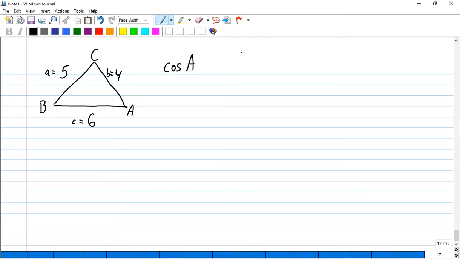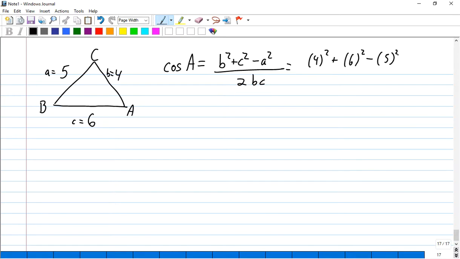The cosine of angle A is going to be equal to b squared plus c squared minus a squared divided by 2bc. I need to plug those numbers in. Good thing I don't have a lot of decimals, so these all should square pretty nicely, and hopefully I won't have any problems. That's 4 squared plus 6 squared minus 5 squared over 2 times 4 times 6.